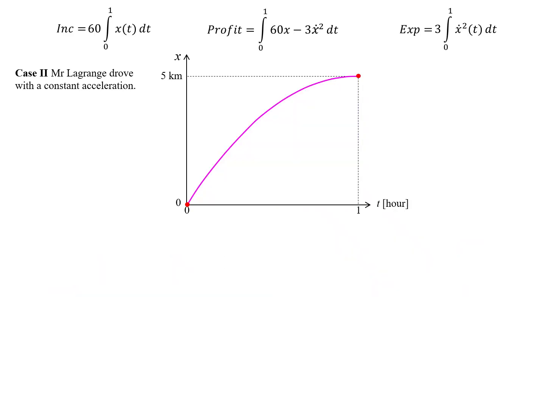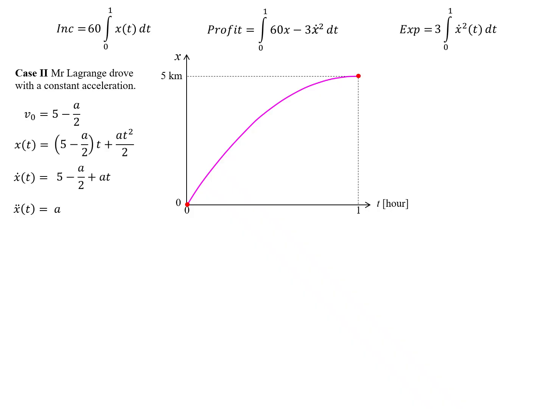Let's find the maximum profit in this case by first writing down the equation. x double dot equals a constant a, x dot equals v naught plus at, and x equals v naught t plus at squared over 2. Since at t equals 1 hour, x equals 5 kilometers, we have v naught equals 5 minus a over 2, which is substituted into the two equations below as shown.